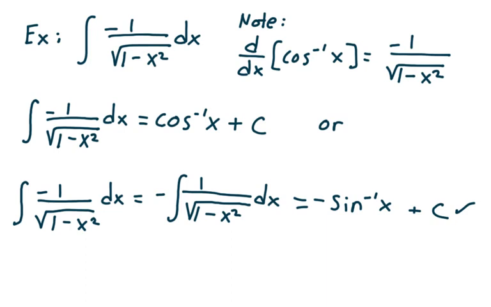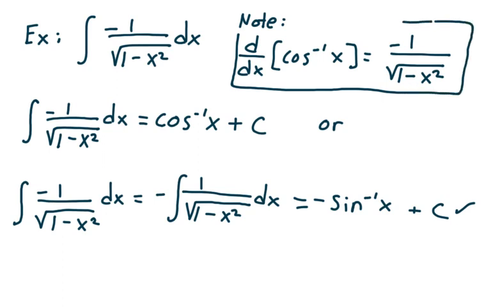Suppose I want to integrate negative 1 over the square root of 1 minus x squared dx. Now, you can view this in two different ways. Notice that the derivative of arc cosine x with respect to x is negative 1 divided by the square root of 1 minus x squared. So if I integrate negative 1 over the square root of 1 minus x squared dx, I get arc cosine x plus c.